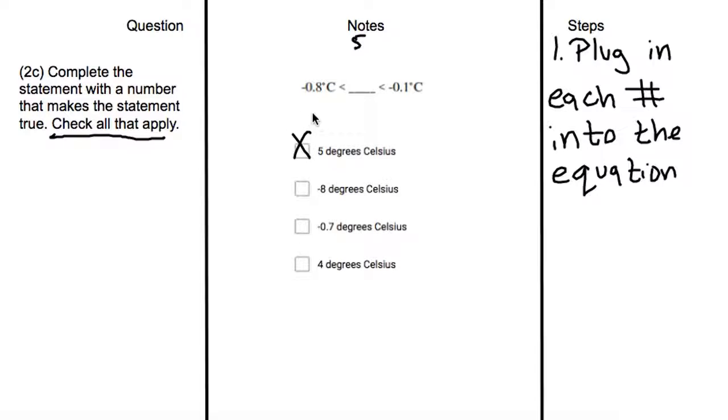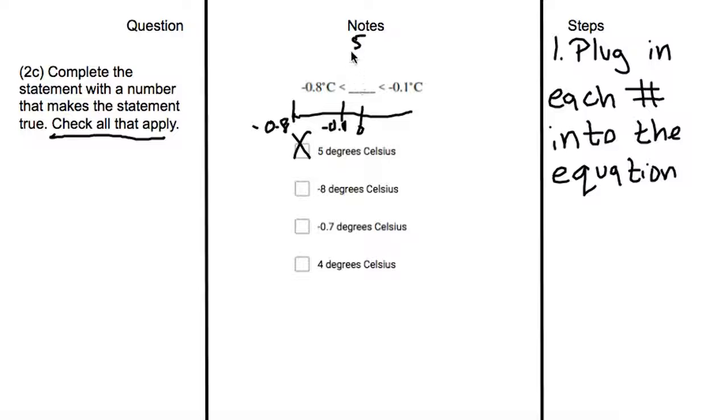Again, we can use a number line here to help us in these situations. So really what we're looking for with this one is, if we're at 0 here and this point here is going to be negative 0.1 and then negative 0.8 is here, we need to find a number that's going to be in between these two spots.